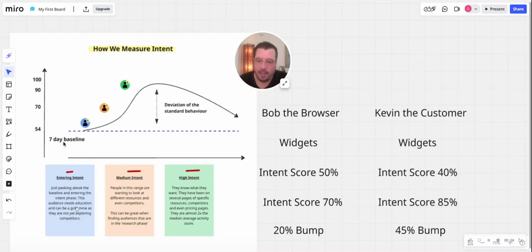And this audience needs education and can be a gold mine as they are not yet exploring competitors. So in our buyer database, we have a 7-day baseline. So anyone that comes into a search that we're looking for, they have shown intent signals within the last 7 days. If someone has shown signals 2 weeks ago, they're not going to be in our audience. And we can stretch it to 10 days. And that's for a certain type of business and company that wants to start outreaching. But the first stage of intent is when you're entering intent.